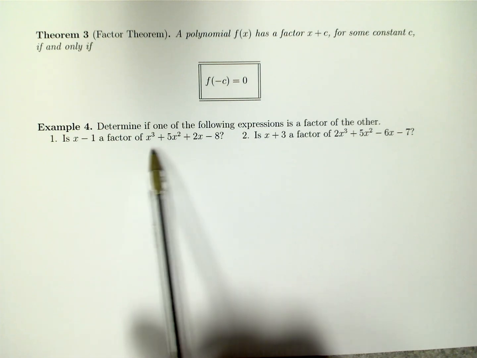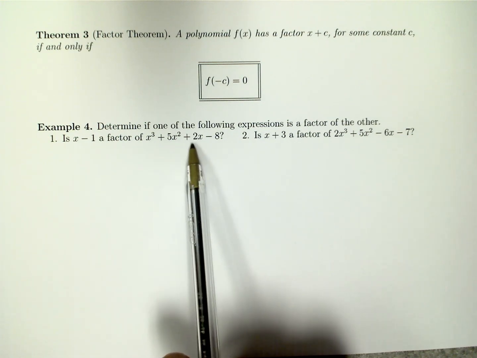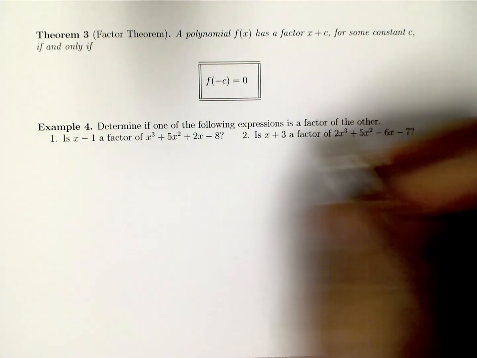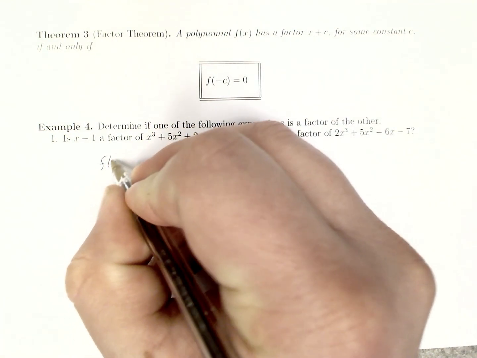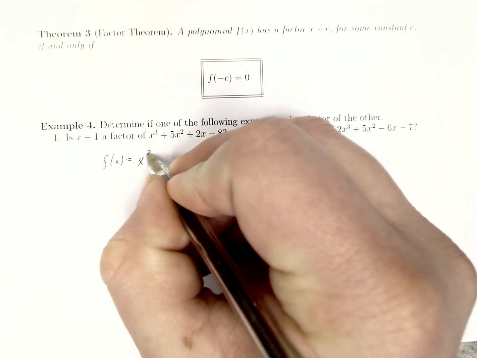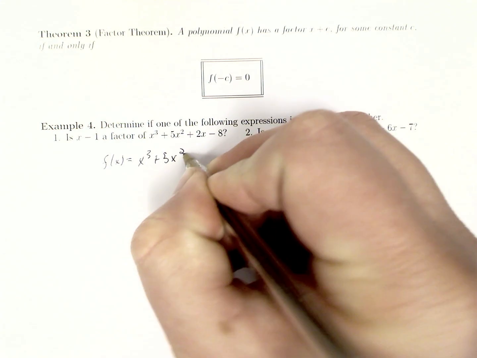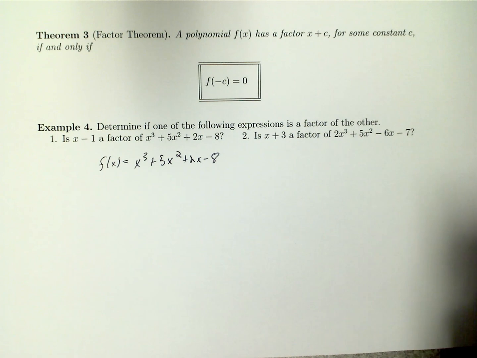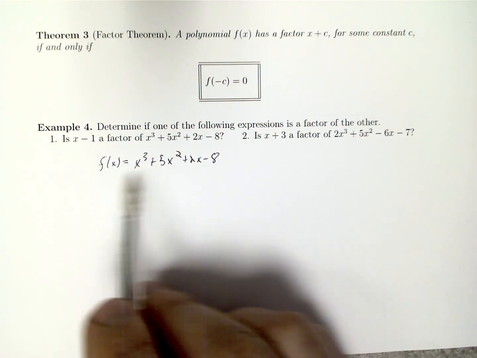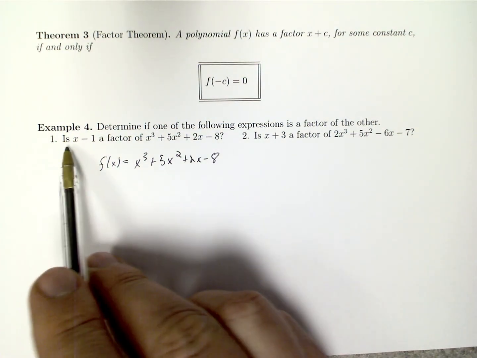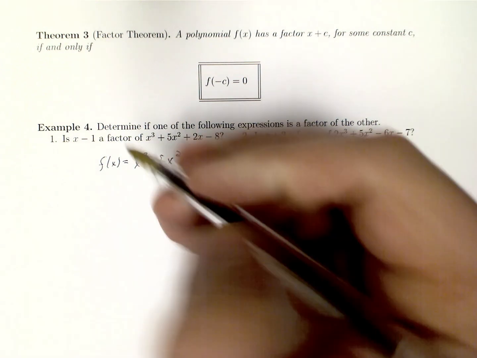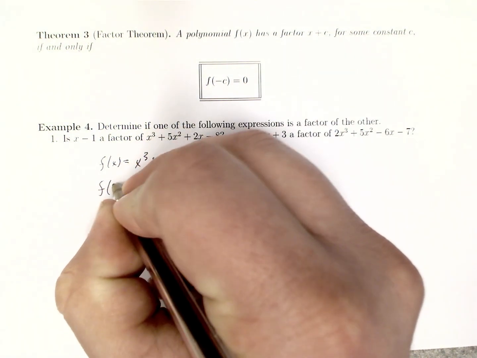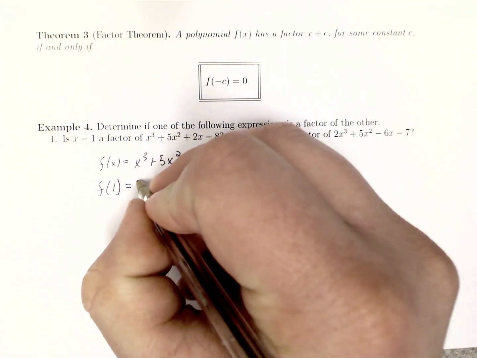So with that being said, suppose we want to determine if x minus 1 is a factor of x cubed plus 5x squared plus 2x minus 8. If we call f of x equal to that polynomial, we're just giving it a name, that's all we're doing here. And what do we have to plug into f to see if x minus 1 is a factor? We have to change the sign, so we have to plug in f of 1.